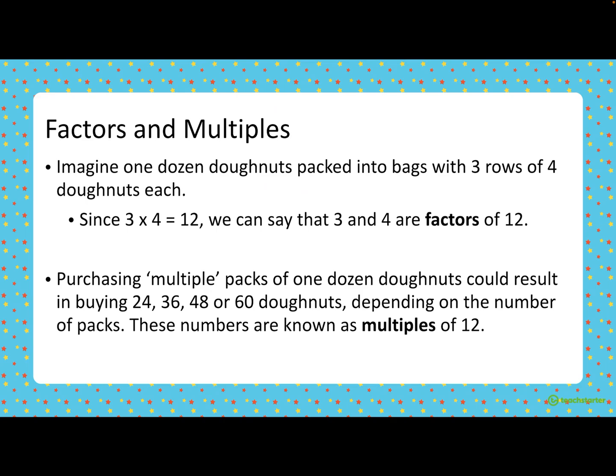If we went to Krispy Kreme, because they're my favorite donuts, and we purchased multiple packs of 12 donuts, I could end up with 24 donuts or 36 donuts, 48 or maybe even 60 if I was feeling very hungry. This would depend on how many packs I bought. Therefore, all those numbers, 24, 36, 48, 60, are known as multiples of 12, because if we had multiple 12s, that's how many we would get.